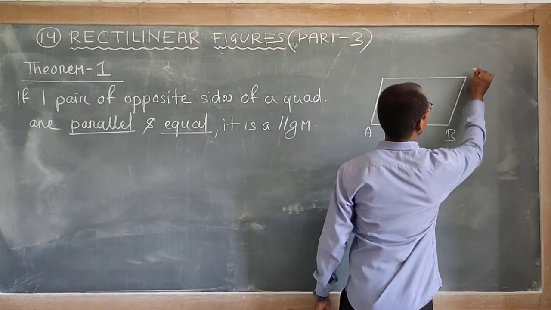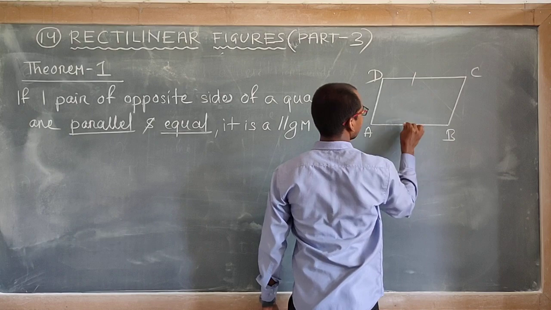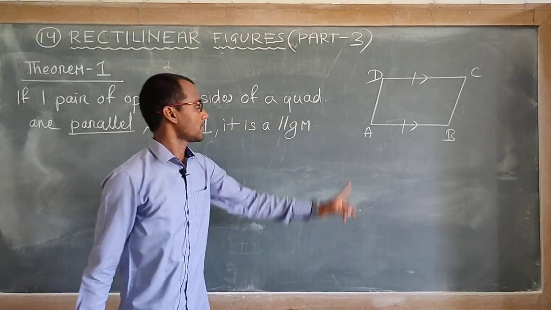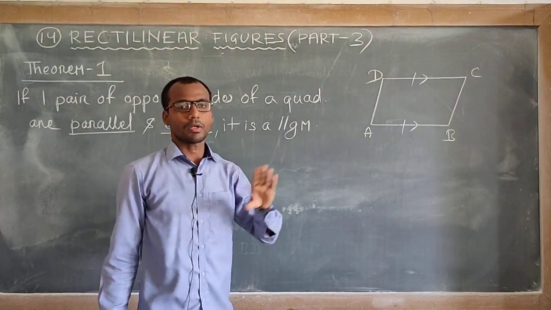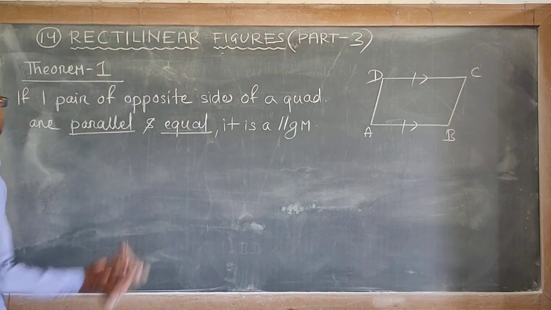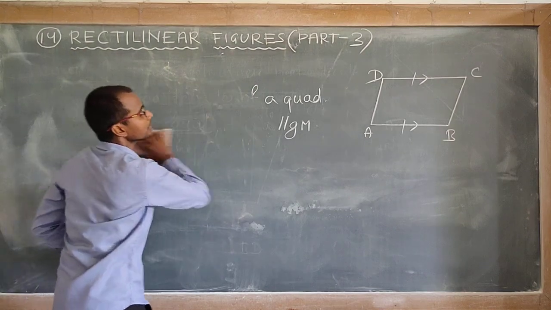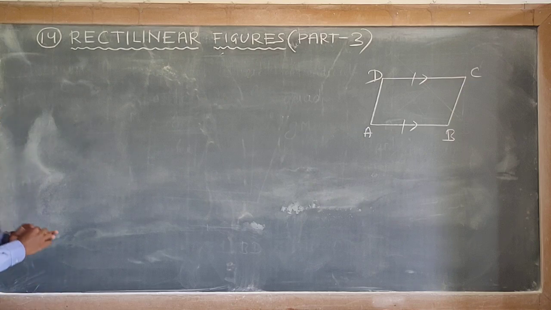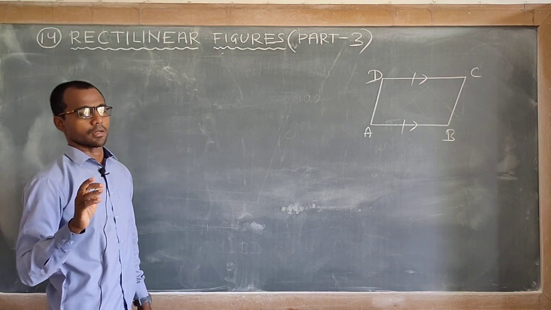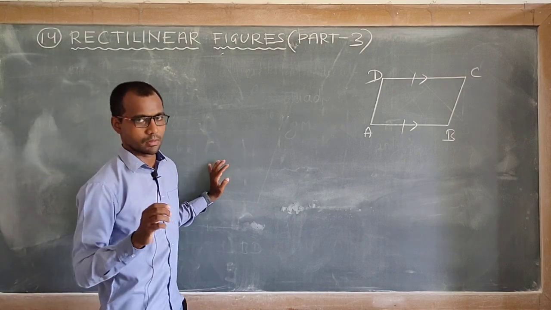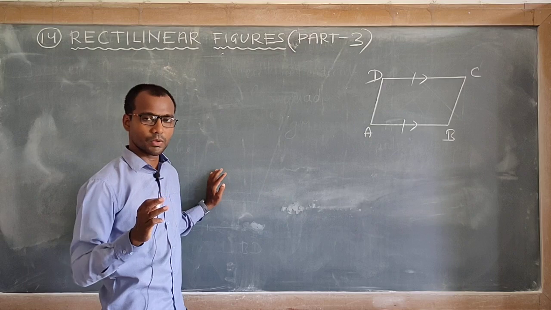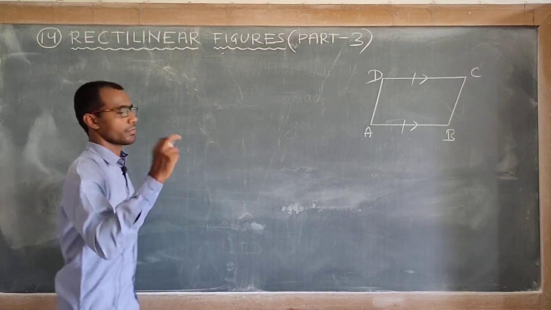ABCD, with AB equal and parallel to CD. So AB and CD are parallel and equal to each other, and we are going to prove that it is a parallelogram. Let us see how to prove this. We will use congruency here. I have already written in part 1 that this chapter is one of the most important and the biggest chapters of class 9, and there will be extensive use of congruency here. So we will use congruency.